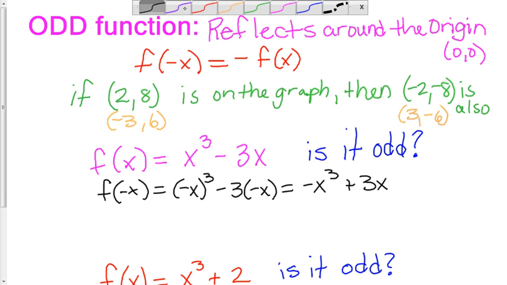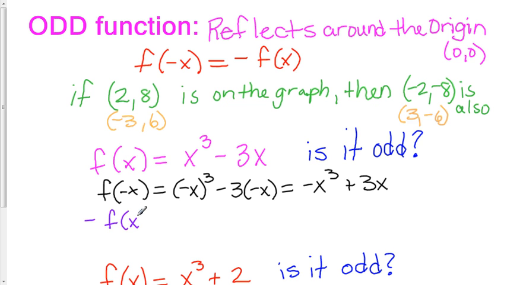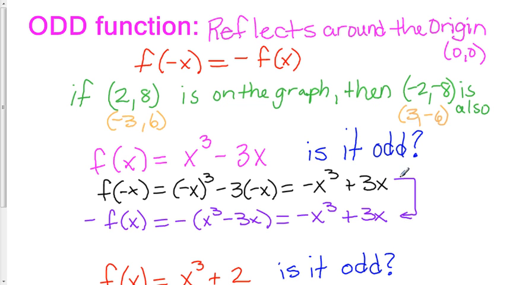Then you also have to figure out what the opposite of f of x is. So that means taking the opposite of the whole entire function. And the opposite of x cubed is a negative x cubed, and the opposite of a negative 3x is a positive 3x. Now you look at these two things. Are they the same? In this case, yes. So is it odd? Yes, it is.